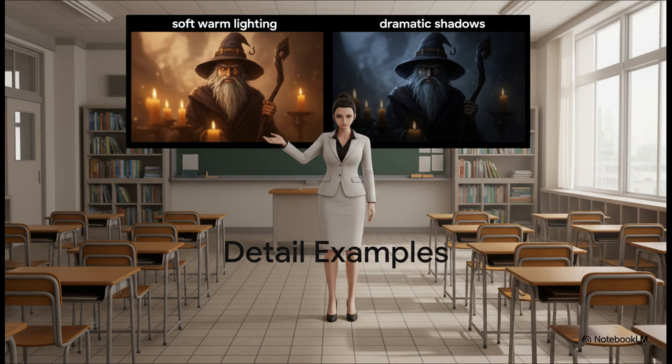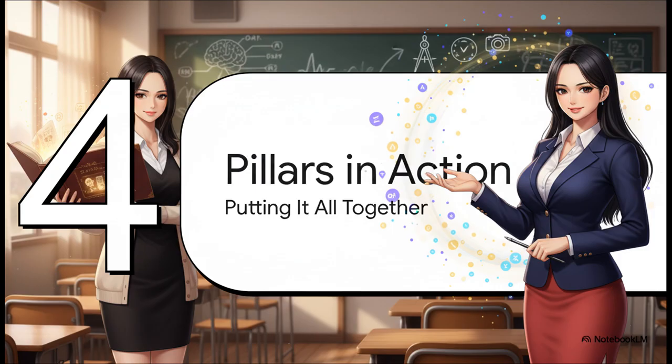Soft, warm lighting makes things feel cozy. Dramatic shadows creates tension and mystery. And a simple tag like highly detailed tells the AI to really push itself and add more texture and complexity to the whole thing. Okay, that's the theory. Now for the fun part. Let's see how all 4 of these pillars actually come together in a real prompt. This is where the magic really starts to happen.